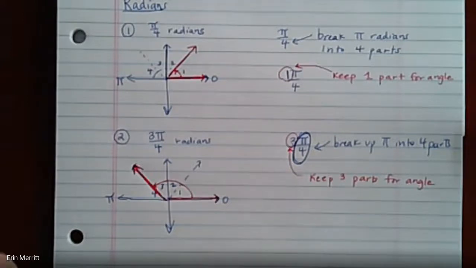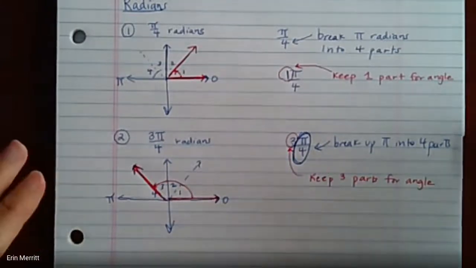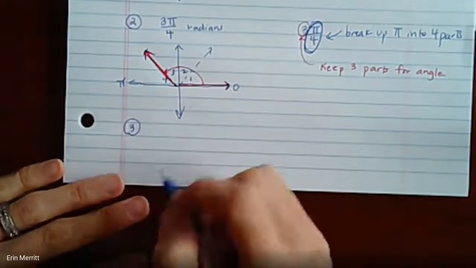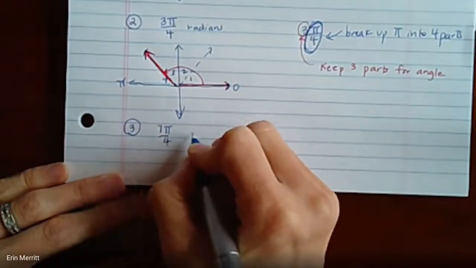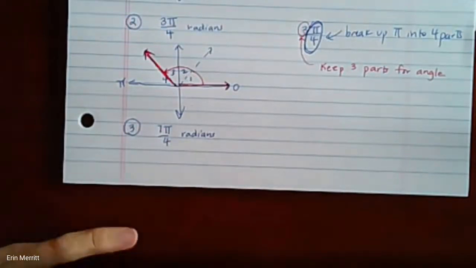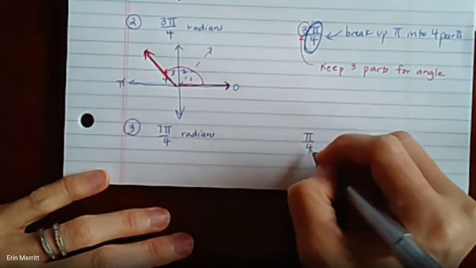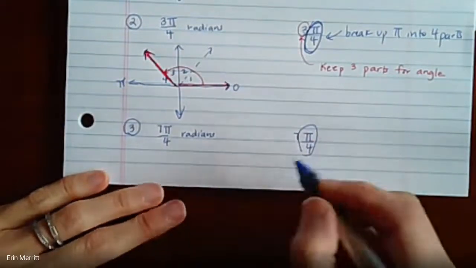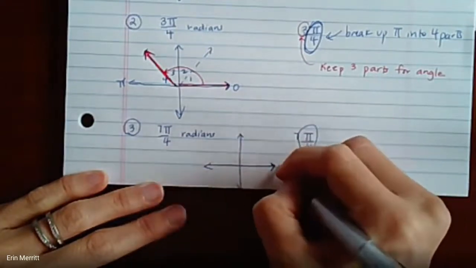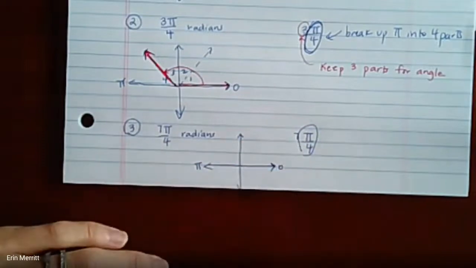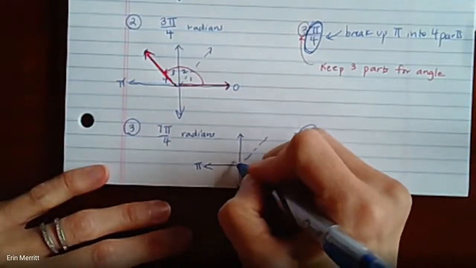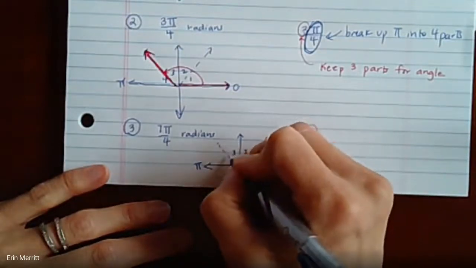Let's stay with that same idea and go one further. I have just enough space here that I'm gonna go with 7 pi over 4 radians. So if I have 7 pi over 4, I still am starting with that same setup. If you have some space here, give yourself a set of axes. There's 0 to pi. I want to break it up 4 ways. So 1, 2, 3, 4.